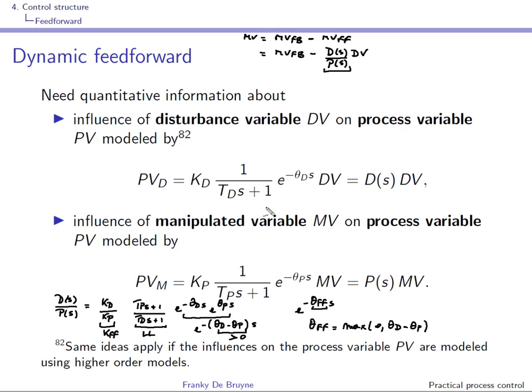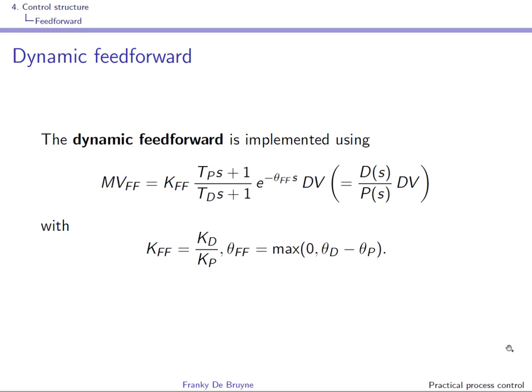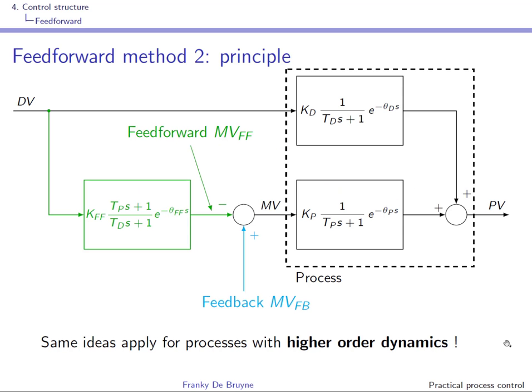But as I've said, the same IDs apply if you have higher order models. You simply have to divide D of S by P of S. And indeed, this is the dynamic feed forward that we obtain. Assume here that both the disturbance dynamics and the process dynamics are described using this Broida model. And this is how it looks like in the form of a control scheme.